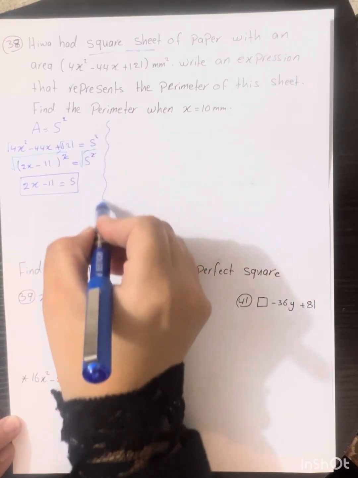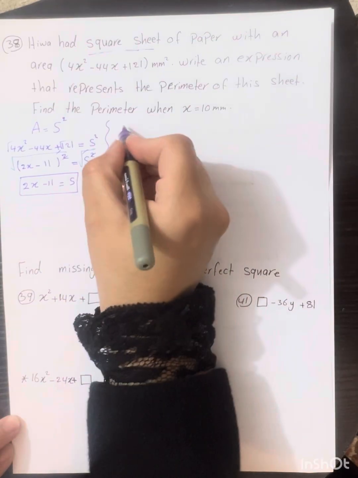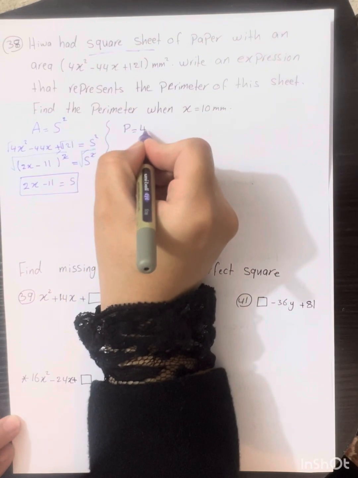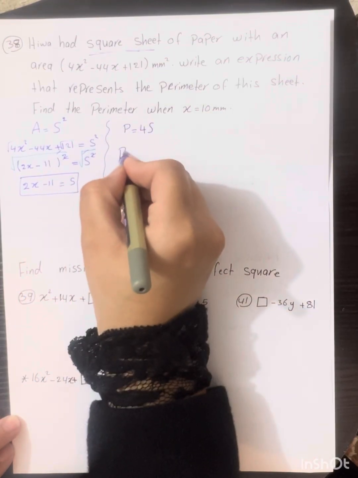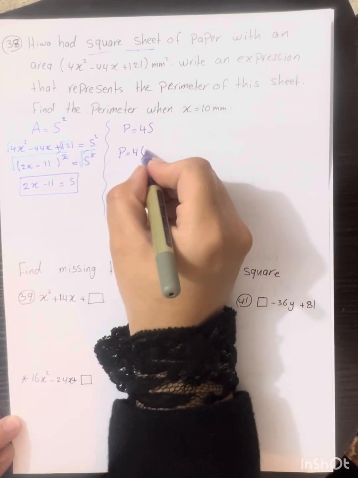Now we need to find the perimeter. As you know, the perimeter formula for a square shape is 4 times the side length, and this is the side length, so P equals 4 bracket 2x minus 11.